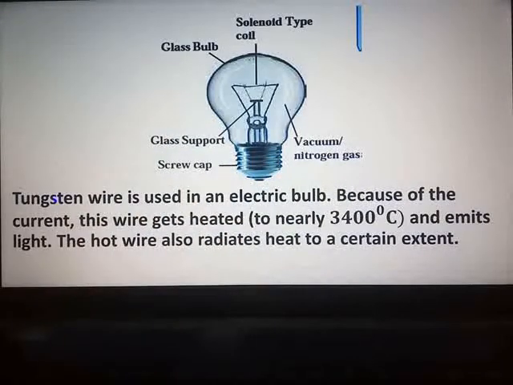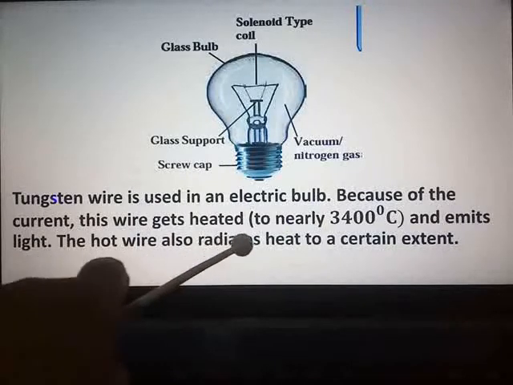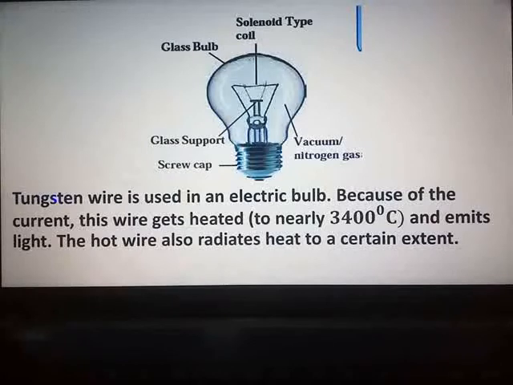So if you use any other metal having a low melting point, what will happen? As soon as more current starts flowing through the filament, it will melt down and your bulb will be switched off. Hence, the metal used here for the filament is tungsten, which can be heated up to a very high temperature. And the hot wire also radiates heat to a certain extent.